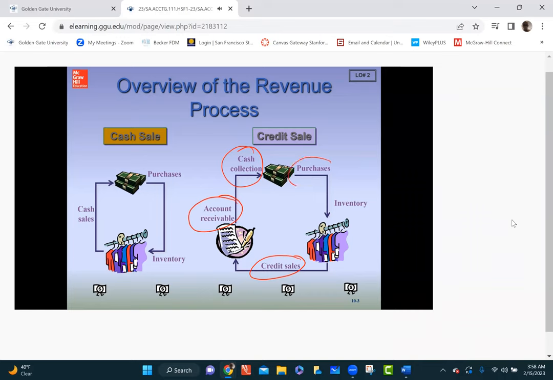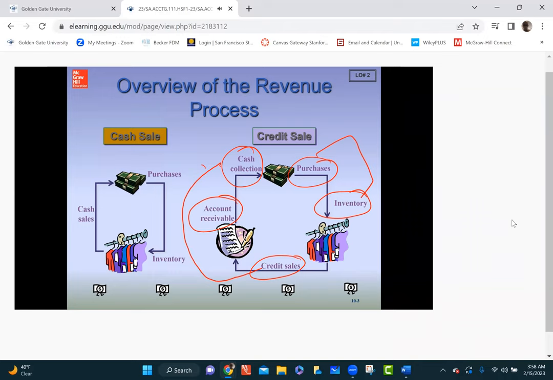Once we have that cash, then of course we will have purchases, and we'll talk about how to audit purchases in a different chapter. That'll lead us to inventory. So we'll audit purchases and inventory, and we'll learn about that in a later chapter. We're going to be focusing right here today. This is chapter 10.